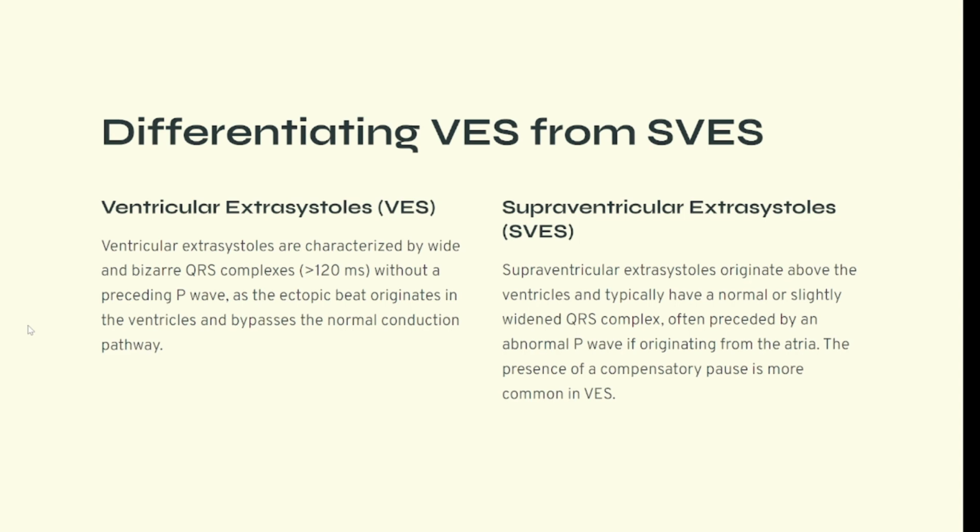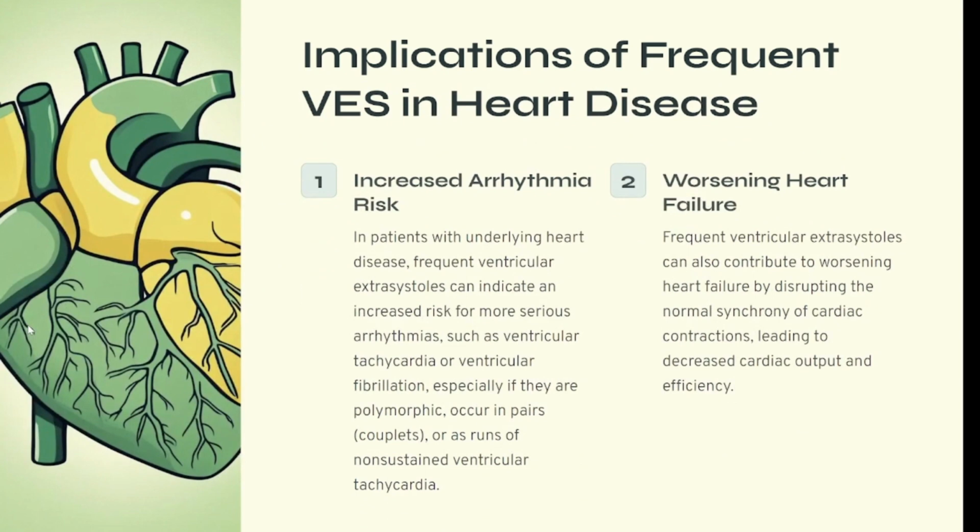Question 2. Q. What are the potential clinical implications of frequent ventricular extrasystoles in a patient with known heart disease? A. In patients with underlying heart disease, frequent ventricular extrasystoles can indicate increased risk for more serious arrhythmias, such as ventricular tachycardia or ventricular fibrillation, especially if they are polymorphic, occur in pairs, couplets, or as runs of non-sustained ventricular tachycardia. They may also contribute to worsening heart failure by disrupting the normal synchrony of cardiac contractions, leading to decreased cardiac output and efficiency.